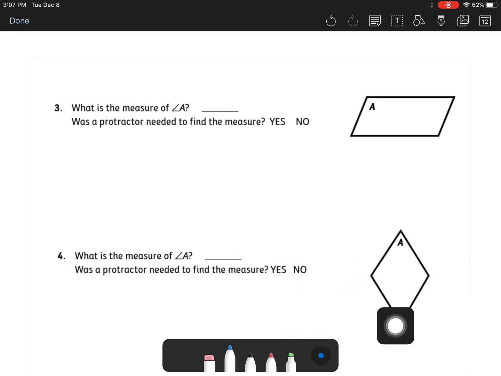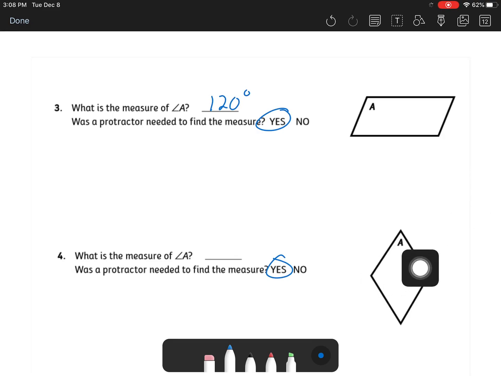Okay, now in these next two, we don't have any right angles. We would need protractors for each of these to get the answer. We can see this is an obtuse angle, so maybe we could guess that it's something bigger than 90, maybe 120 degrees, something like that, right? It's less than 180, it's more than 90.